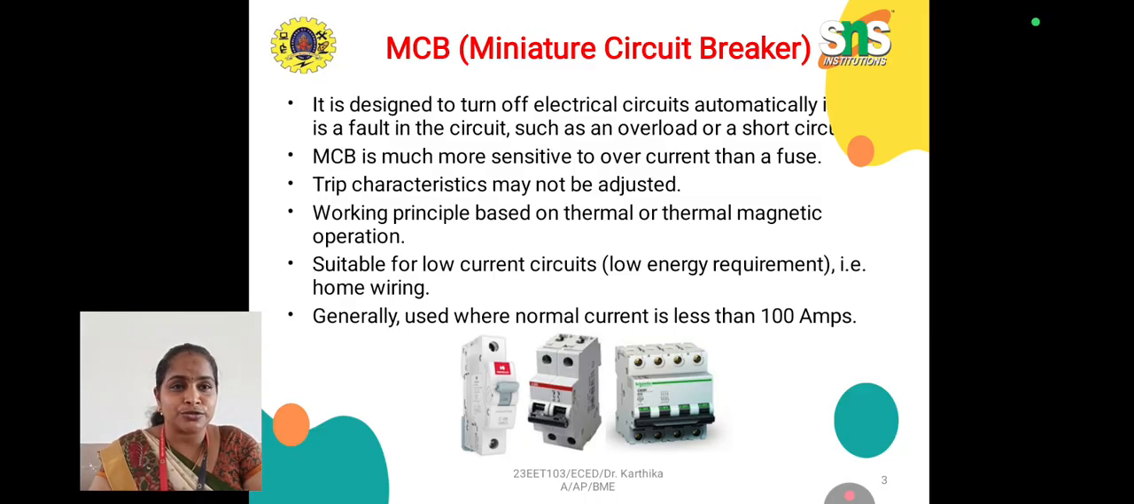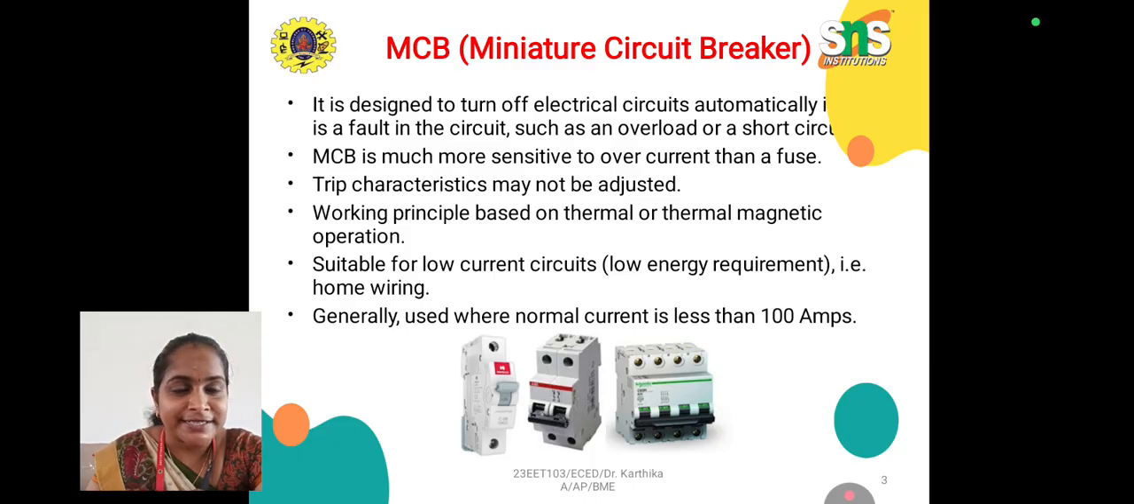It is designed to turn off electrical circuits automatically under faulty conditions. Fault conditions means overload or short circuit. Here, MCB is considered more sensitive than an electronic fuse, and the trip characteristics cannot be adjusted in an MCB. The working principle is based on thermal or thermal magnetic operation, and MCB is mostly used for low current circuits. It is normally used for home wiring systems, generally where normal current is less than 100 amps.